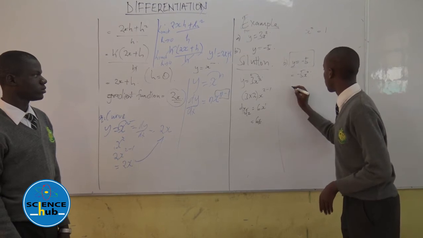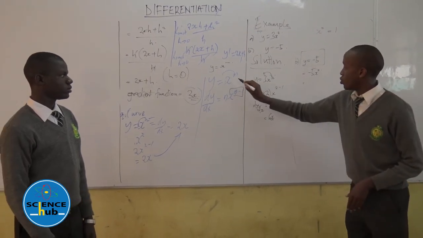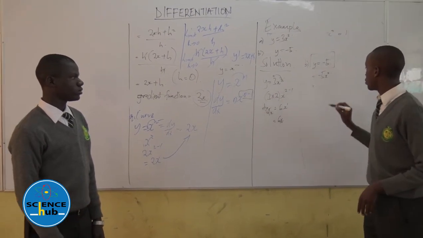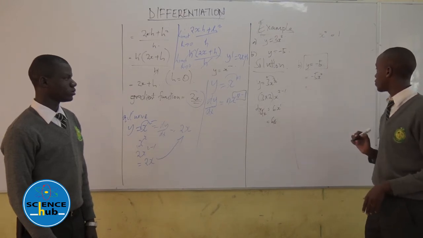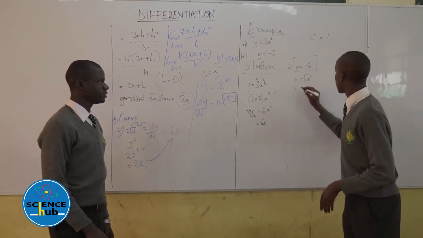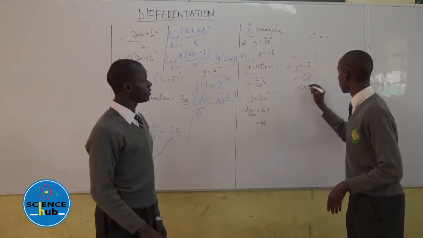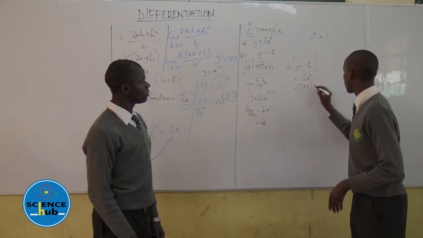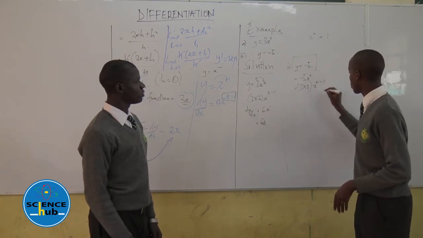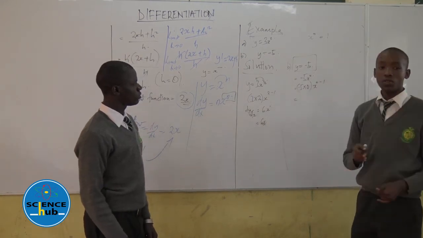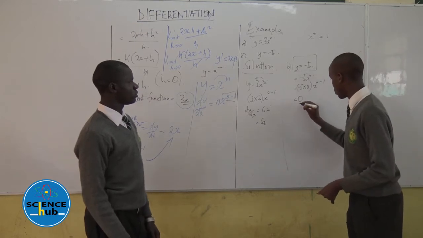So we take the integer minus the coefficient. So 0 minus negative 5, from 0, and we have x, so 0 minus 1. So our gradient function is 0.